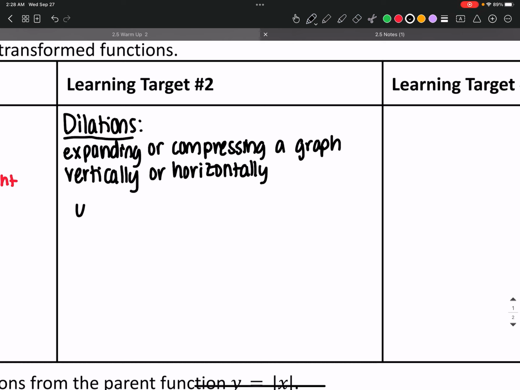And I'm going to write the format. It's a template that we're going to use to talk about this. So I have y equals, and then some coefficient a, times f of x, except it's going to be f of bx, in case there's a coefficient in front of the x inside of the function. So I'm going to use this template to help me talk about dilations. So if I have a in front of the function, it's going to tell me if I have a vertical stretch or if I have a vertical shrink.